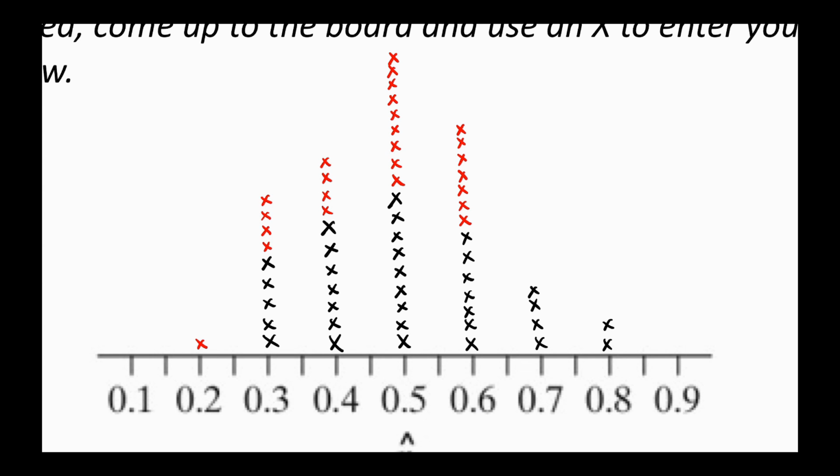0.7s. 2, 3, 4. 4 more. Okay. 0.8s. 1, 2. Okay. 2 more 0.8s. 0.9s. We got 1. Okay, we added 1 there. Well, I mean, the range went up. The range did go up.